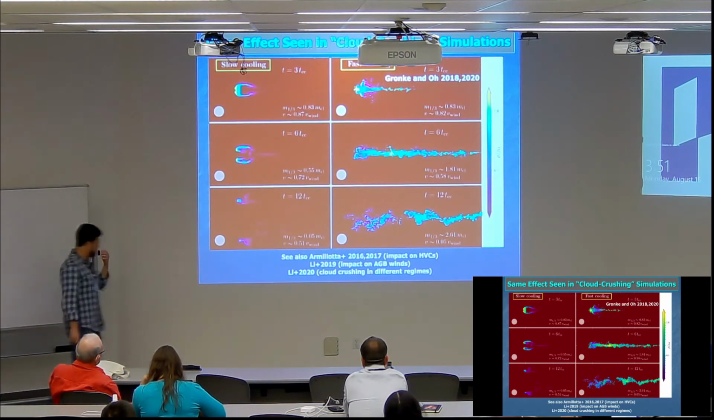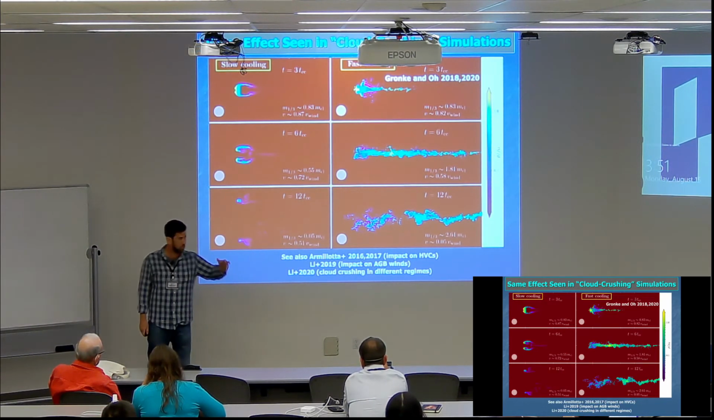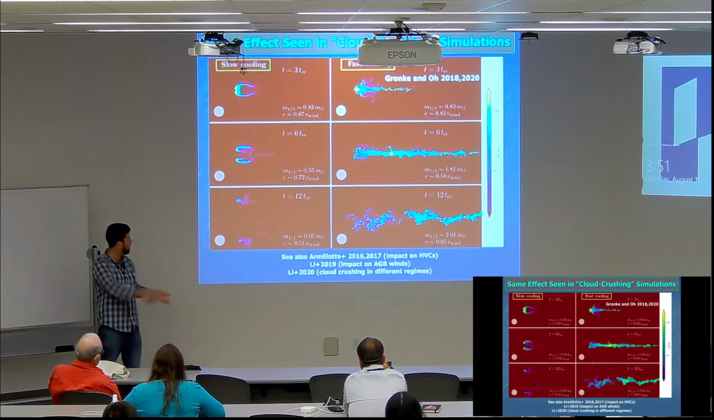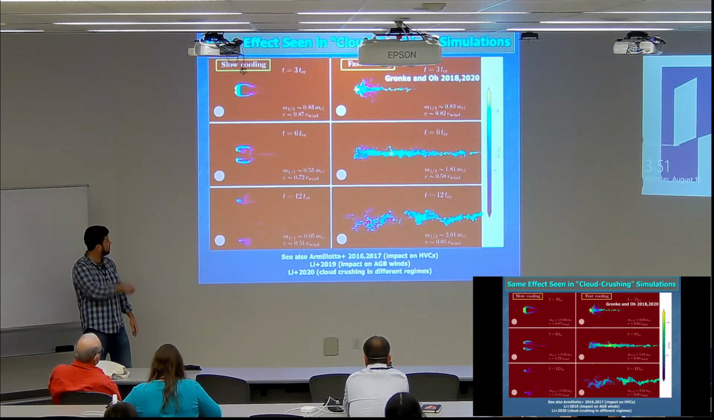Now, the physical process that I've just described has actually recently been invoked, not to describe cold streams inflowing toward the galaxies, but to describe cold clouds that are outflowing from the galaxies, the so-called cloud crushing problem. This is a paper by Gronke and Oh, but there have been a lot of other folks, and this list should actually be updated. There are a lot of other papers now discussing this. It's the same basic feature.